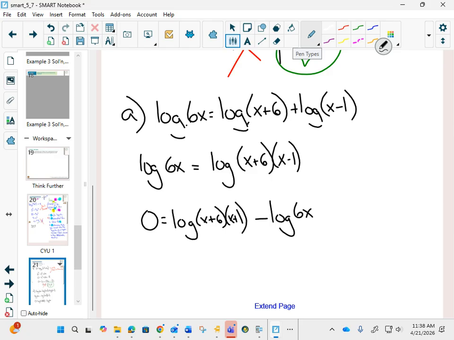Do I have a log law for subtracting? Yes, that's divide. I will multiply this out. You see that will give me x squared plus 7x plus 6 over 6x. So my log law for subtracting is I can divide.